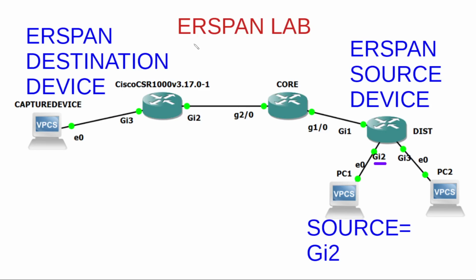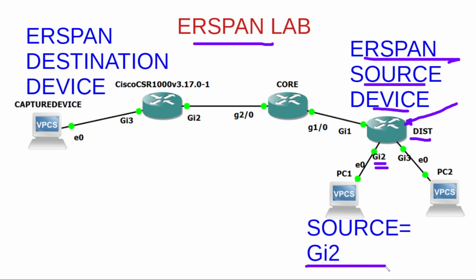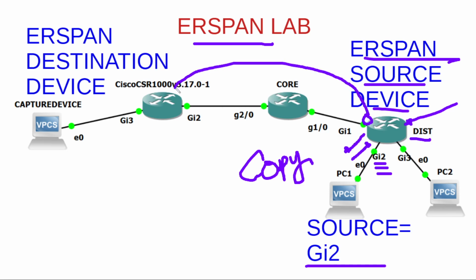This is our ERSPAN lab. We are going to choose this particular device here as our erspan-source device. At this device, we are going to be monitoring gigabit 2 as our source. So we are going to be creating a copy of all the frames that are received and transmitted on this interface, and we are going to send them to this other device here that is going to be our destination device.